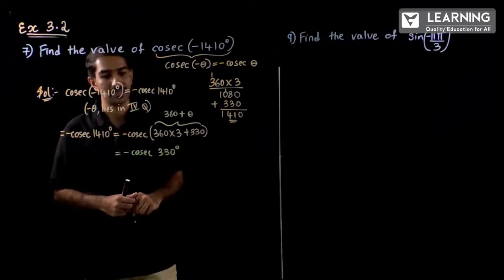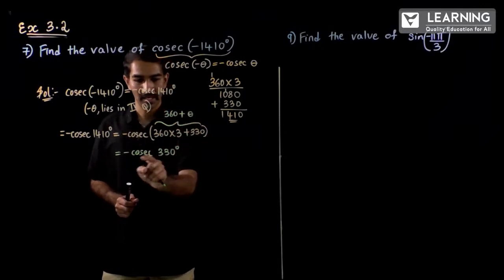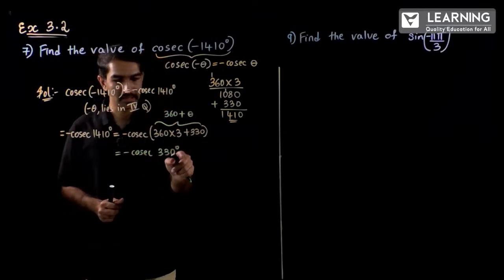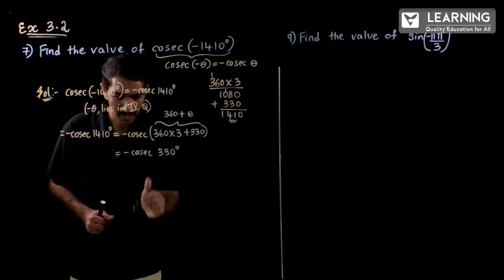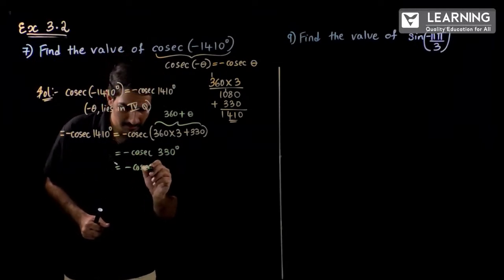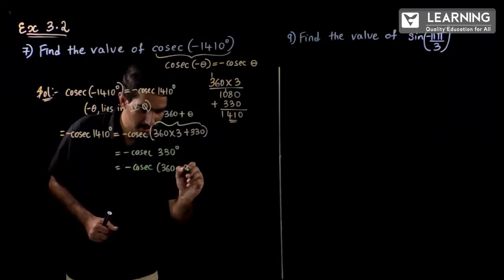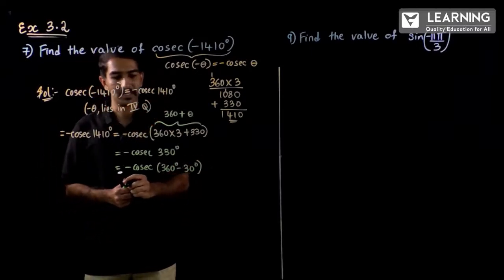330 degrees. Correct? ASTC rule we are applying. That is very important, students. Now what do we have? Minus cosecant 330 degrees. Now try to split this again. How do you write this? Minus as it is, cosecant 360 minus 30 degrees. 360 minus 30 degrees.